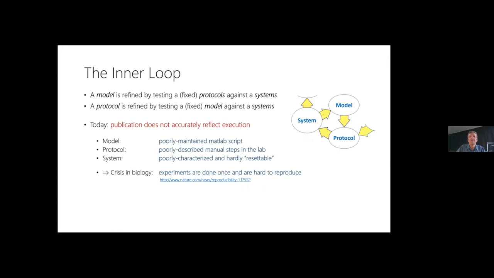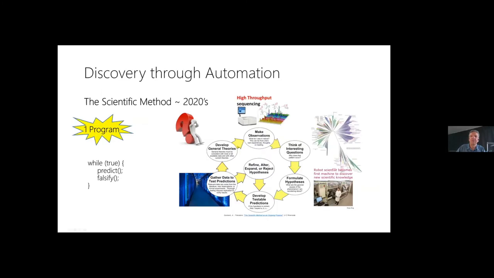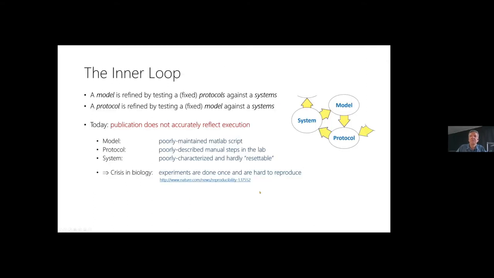But there is a more achievable goal, which is to look at the inner loop of scientific discovery. There is an outer loop, which is the grand theories. But once you have a theory and you do some experiments, you iterate locally to refine the theory and refine the experiments. This inner loop is conceptually very easy to automate. So let's concentrate on this inner loop. There is a model that you are hypothesizing, there is a protocol to test the model in the lab, and there's a system that you're testing.